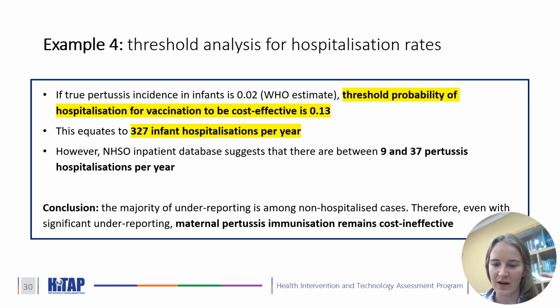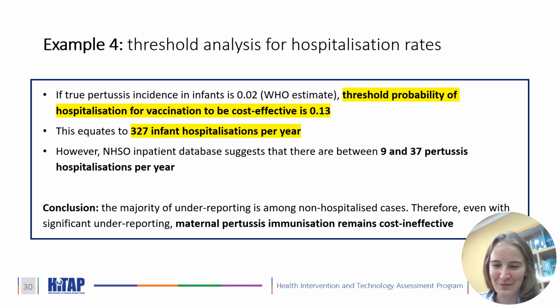So we ran this threshold analysis to say, okay, we'll assume that we have the WHO level of pertussis incidence, which is far higher than the surveillance data in Thailand says it is. But if we assume this, what is the lowest possible hospitalization rate which would mean that the intervention is still cost effective? When we calculated that, it was 0.13, which, with the number of infants in Thailand, equates to about 327 infant hospitalizations per year. In the national database, between 9 and 37 hospitalizations are recorded.